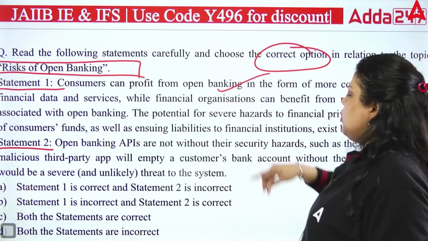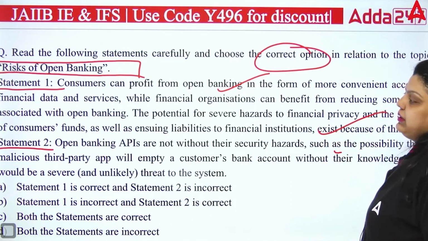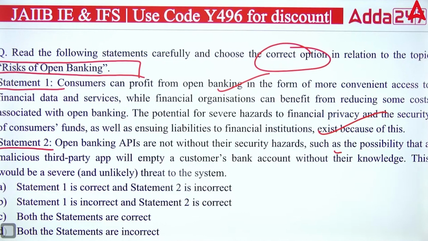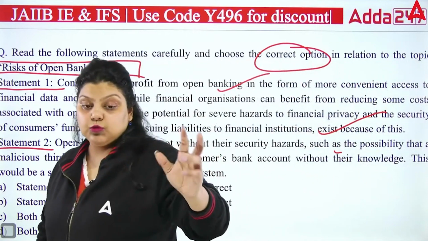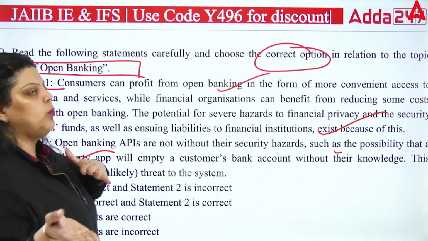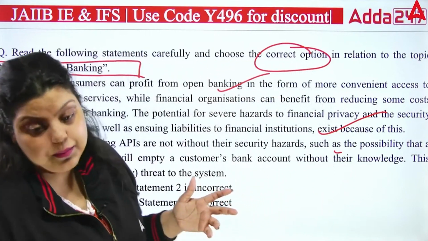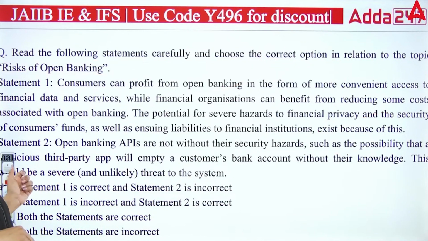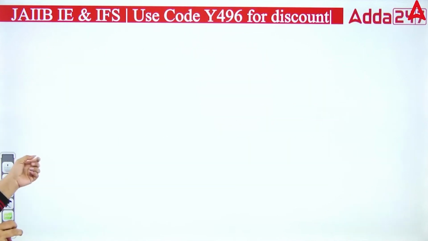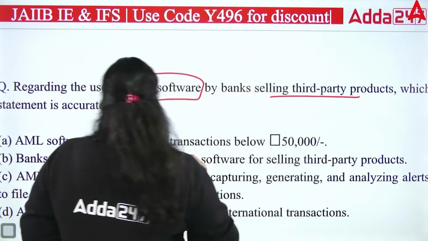It is true that consumers can profit from open banking in the form of more convenient access, because financial data and services will all be available, and the potential for severe hazard to financial privacy will also be there. That's true, and ensuring liability to financial institutions exists because of this. The more open banking you provide, the easier it is for the customer, but there are more chances of cyber risk. The second statement says open banking APIs are not without their security hazards, such as the possibility that a malicious third-party app will empty a customer's bank account. This is also true. It means both the statements are true. If you are introducing open banking, you are also introducing cyber insecurity in the banking system, because there is a chance of cyber crime happening with the customer's account. So the right answer here is that both the statements are correct. The right answer is C.